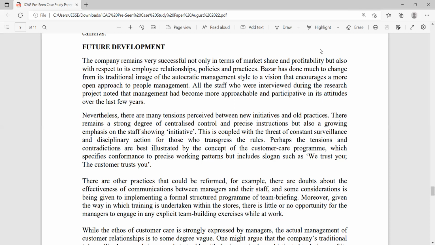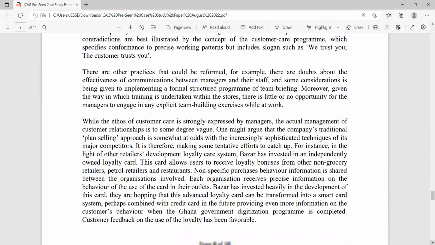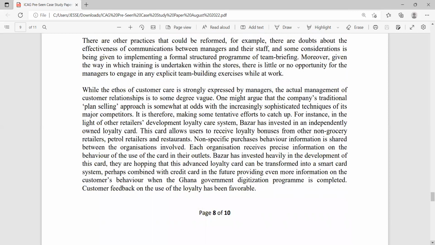You know, there are other practices that could be reformed. For example, there are doubts about the effectiveness of communications, which we talked about. That's a potential problem. The Bazar Company Limited needs some form of formalized communication system. While the ethos of customer care is strongly expressed by managers, the actual management of customer relationship is to some degree vague. So this company keeps on pushing customer care, but how to manage customers, it's actually vague.